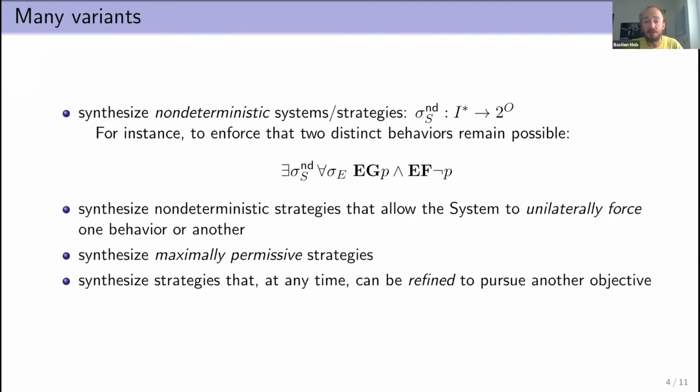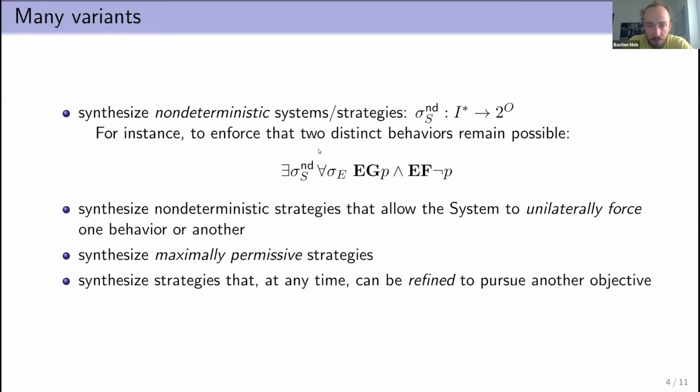Now we can think about many interesting variants of this old classical problem. For instance, you may want to consider non-deterministic systems or strategies that allow for several possible outputs given a given sequence of inputs. So in that case, a strategy would map histories, sequences of inputs, to a finite set of outputs that the system allows instead of just one output. And why would we want to do that? For instance, we may want to leave the possibility for different behaviors to occur in the system.